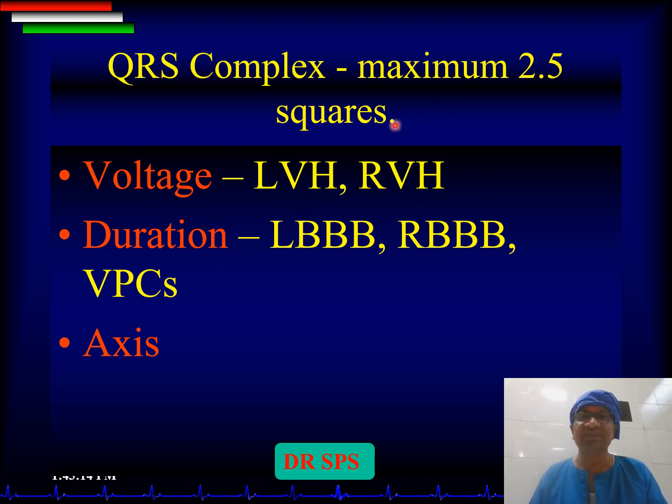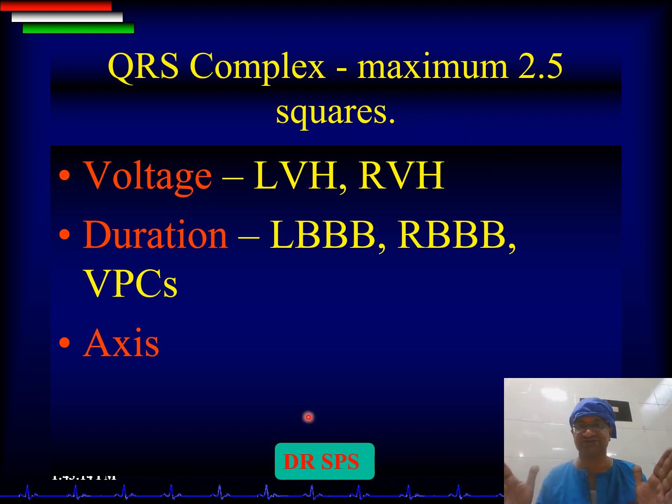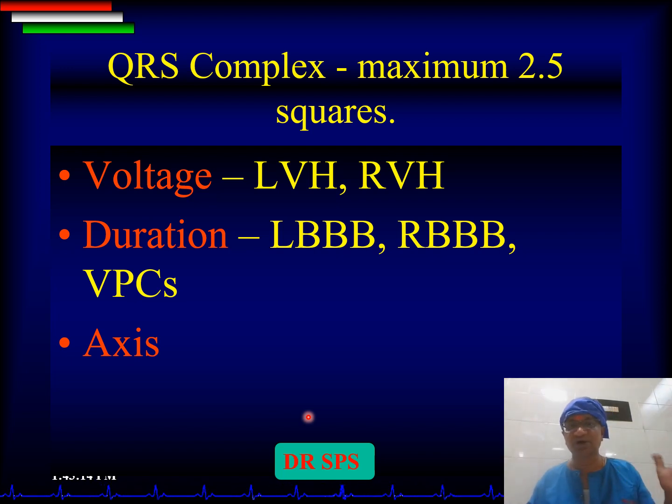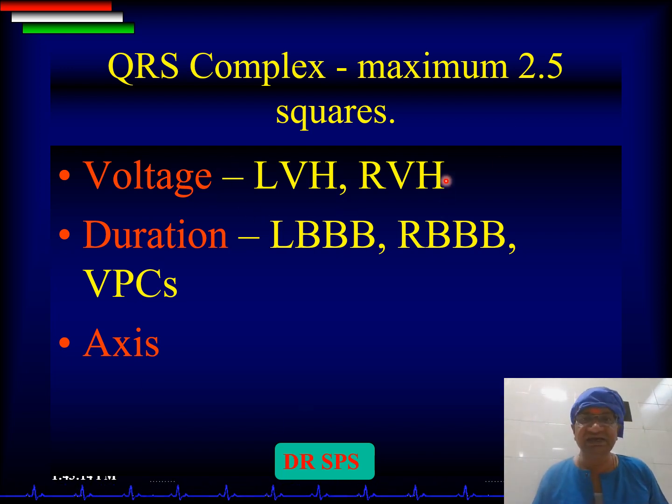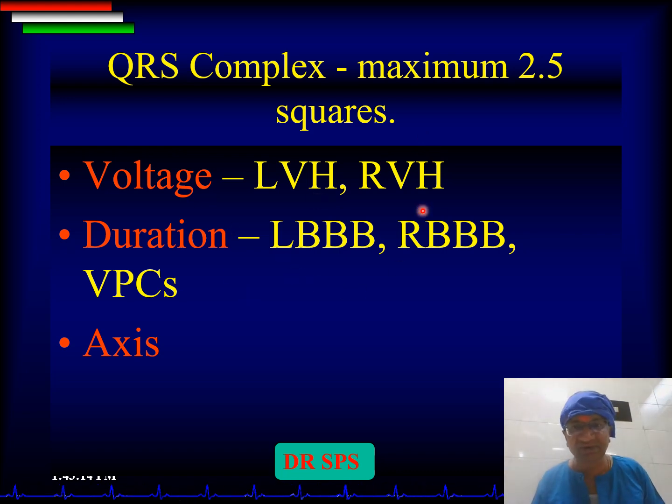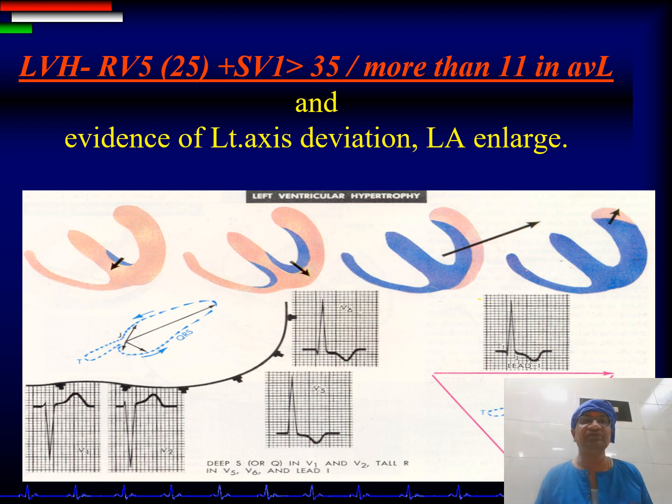Voltage maximum 2.5 squares. That is what the QRS complex is. More than 2.5 squares, then it is a prolonged QRS, wide QRS. That's what they say. Voltage criteria are for LVH, RVH. Duration is about LBBB, RBBB, VPCs, and axis. Now we will go to LVH.